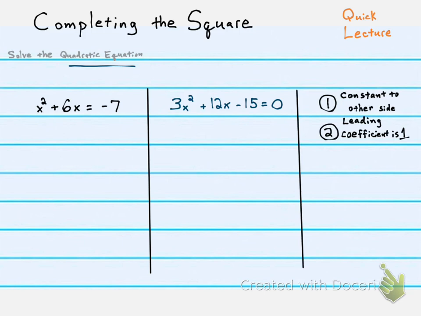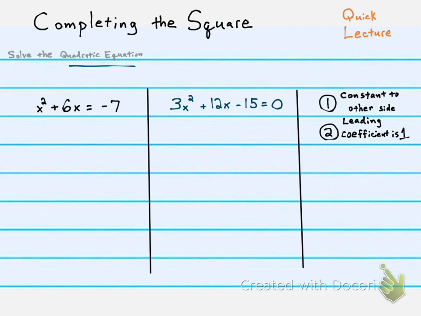One, I make sure that I have my constant on the other side. You can see here in this first equation that my constant is on the other side, away from my variable terms. And if it's not, then you have to move it to that side. Two, I want my leading coefficient to be 1. And you can tell here that my leading coefficient is 1. So now I'm ready to complete the square.